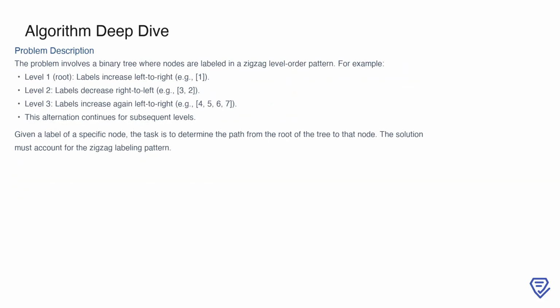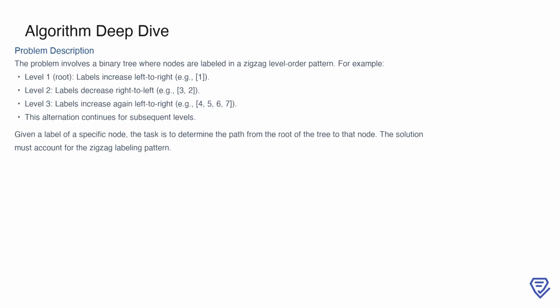This problem revolves around a binary tree that uses a special zigzag labeling pattern. At the root level, or level 1, the labels increase in the usual left-to-right order, so we would see something like 1. Moving to level 2, the labels reverse and decrease from right to left, for example, 3, 2. By level 3, the labels return to the left-to-right order, such as 4, 5, 6, 7. This alternating pattern continues for all subsequent levels. The task is to find the path from the root to a given node, accounting for this zigzag labeling.